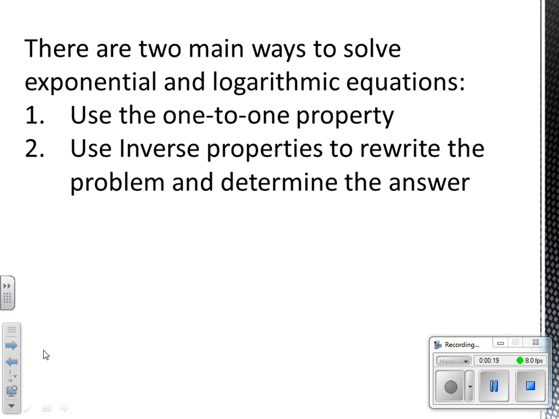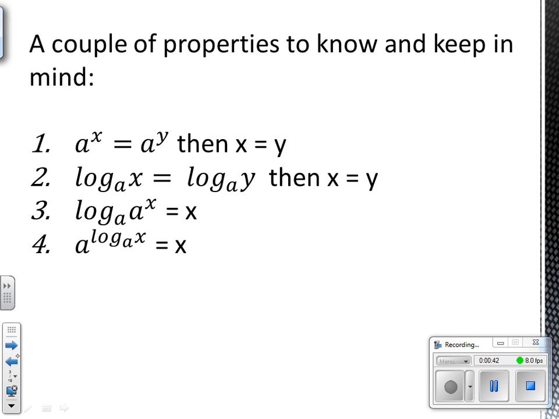we have two main ways to solve exponential and logarithmic equations. Rearranging the equations so that we can use the one-to-one property, or number two, rearranging them so we can use the inverse properties to solve them and come up with a rewritten problem that way. All right, so hopefully you become very comfortable with those properties that we were studying in the first half of the chapter. They will serve you well now.